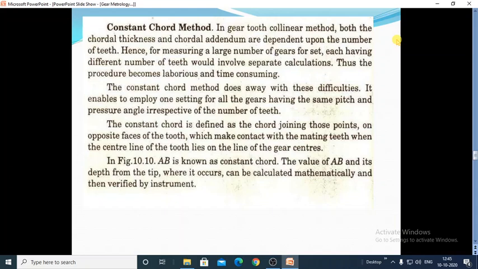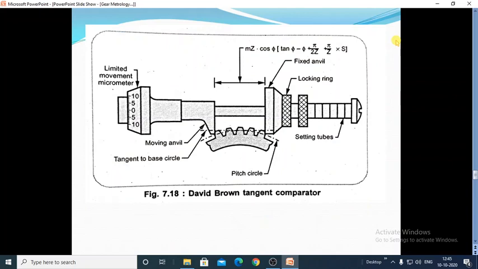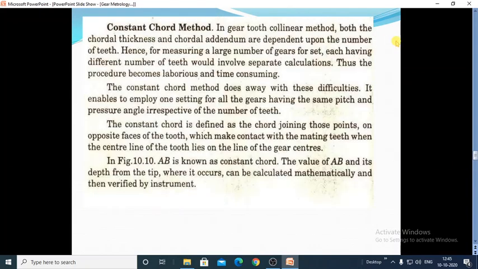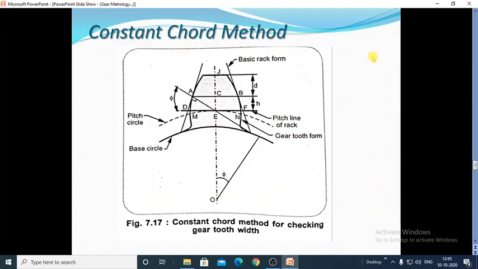The constant chord is defined as the chord joining those points on opposite faces of the tooth which make contact with the mating teeth when the center line of the tooth lies on the line of the gear centers. So this is the constant chord method, which is used for checking the gear tooth width.